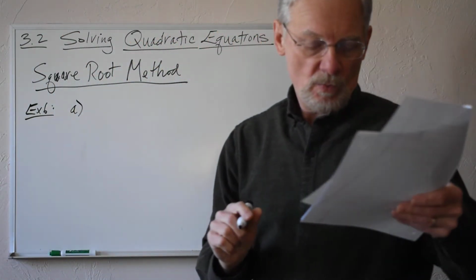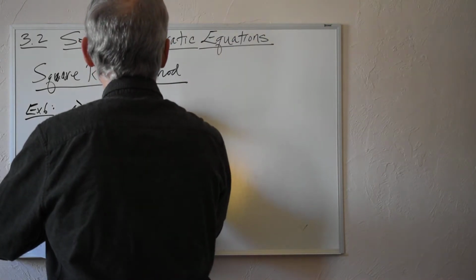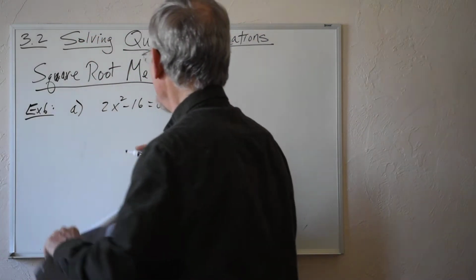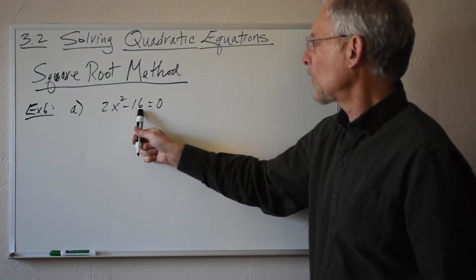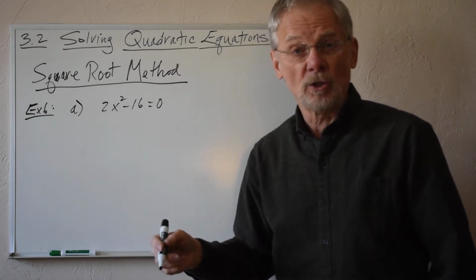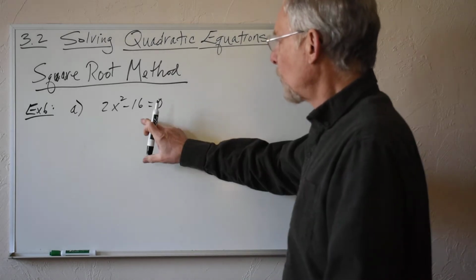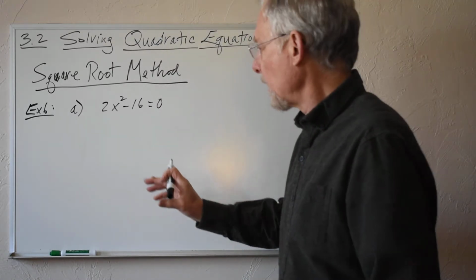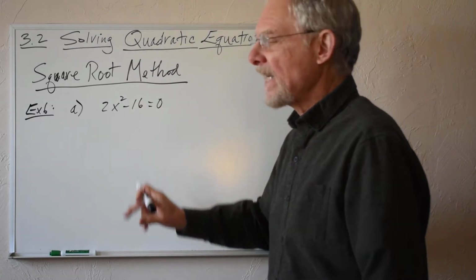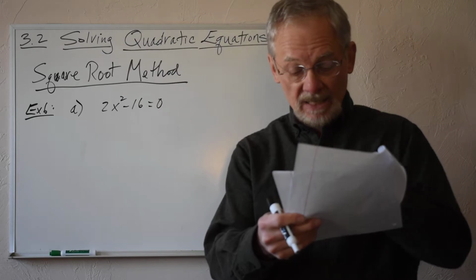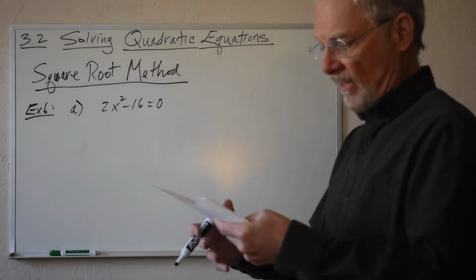Part A, we have the equation 2x squared minus 16 equals 0. Well, it's a quadratic. There's my x squared term, there's a constant term, there's no x term. In other words, the coefficient of the x term is 0, so it disappears. But this still qualifies as a legal quadratic equation. Well, when you have this special case where the x term does not appear, then you can use this other method.